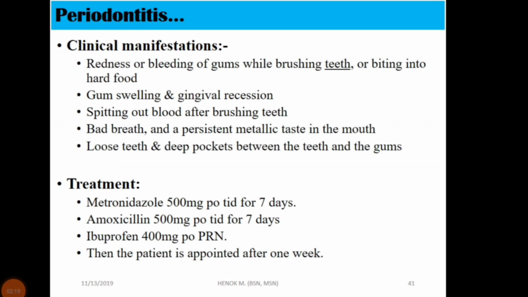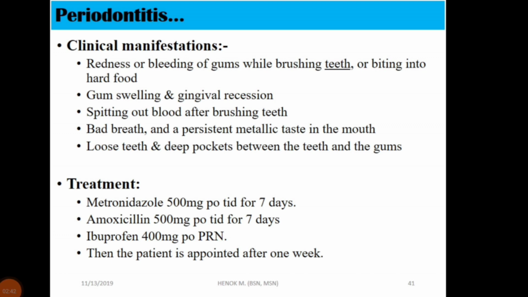Clinical manifestations are redness or bleeding of the gums while brushing the teeth or biting into hard food, gum swelling, gingival recession, spitting out blood after brushing teeth, bad breath, a persistent metallic taste in the mouth, loose teeth, and deep pockets between the teeth and the gums.